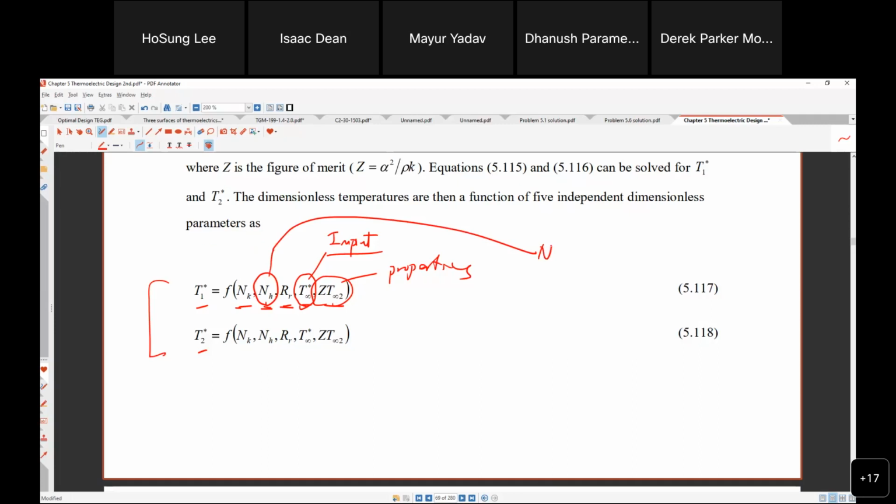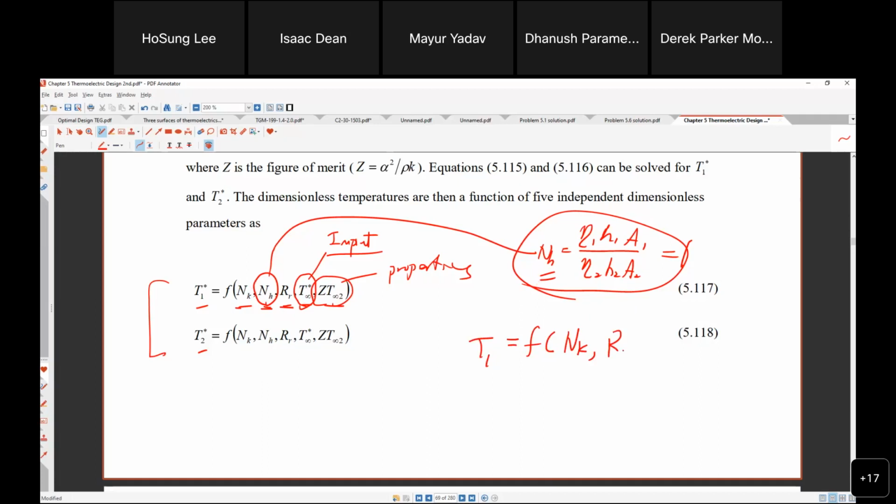NH is a ratio eta 2 H2 A2 over eta 1 H1 A1. So I had some study. It turns out this is not really matter. 1 is a good number. It can be a different number, but this is very representative and not really optimum things. So once NH is one, only T1 is matter of NK and RL over R, because others are assuming not really optimize. This is what I'm looking at.